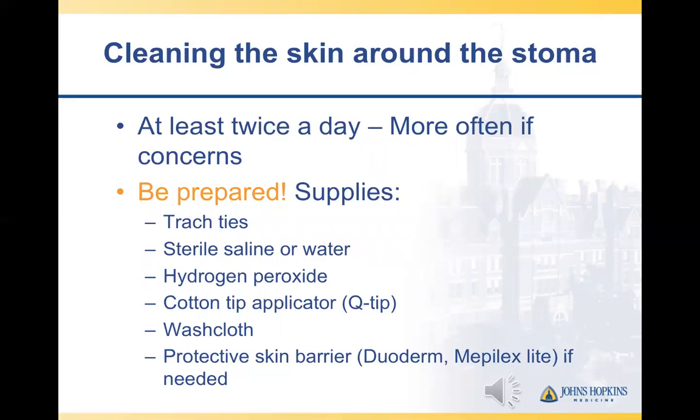Cleaning the neck and the skin around the stoma should be done at least twice a day, but can be done more often if there are concerns. As with all tracheostomy care, it begins with being prepared and having your supplies close at hand. For cleaning of the skin around the tracheostomy stoma and the neck, we recommend having trach ties, sterile saline or water, hydrogen peroxide, cotton tip applicators, a washcloth, and if needed, a protective skin barrier such as Duoderm, close at hand when you begin.